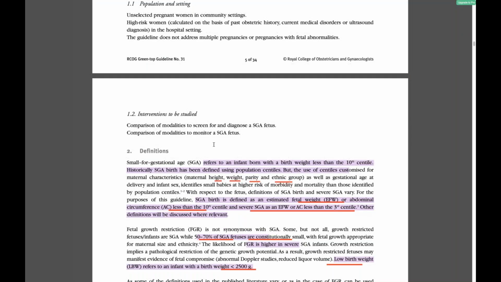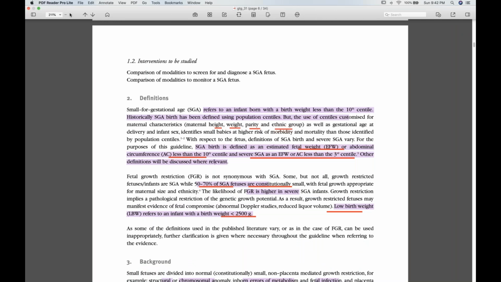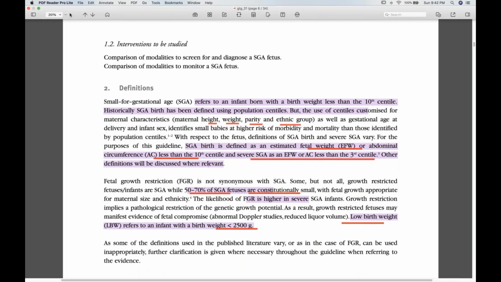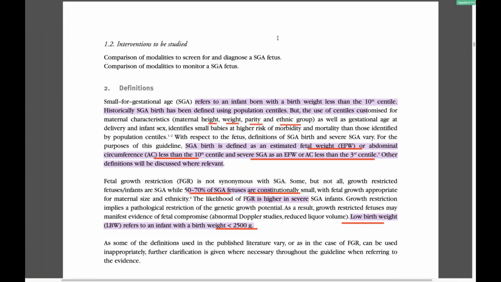Now I would require one volunteer. One volunteer, I will ask question and answer will be on the screen. Yes, ma'am. I will be the volunteer. Okay, that's great. So what is the definition of SGA?